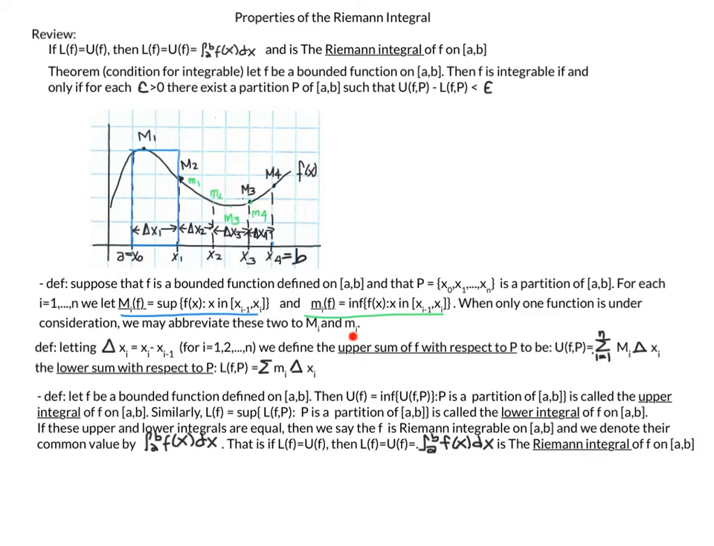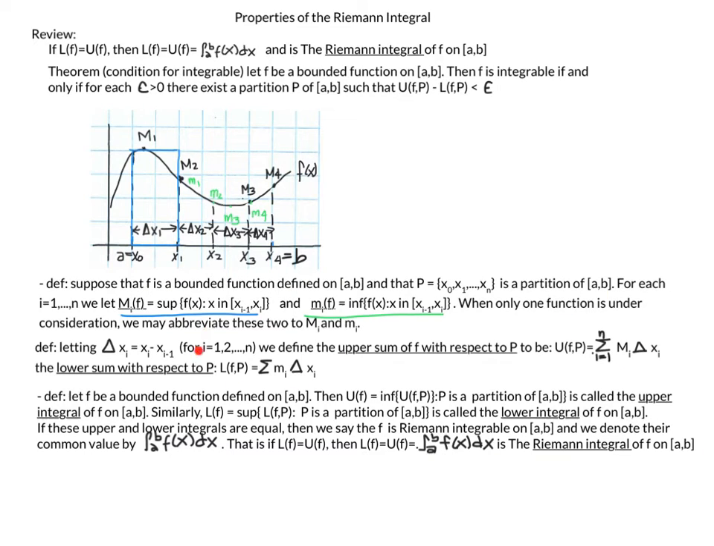Next, we define the upper sum of f with respect to P. So again, with respect to partitions, right? If you have a different partition, you will get different M_i's. So the upper sum of f with respect to a particular partition is equal to, you sum up all the maximums times the delta x. So basically you're summing up all the areas of the rectangles formed by the maximum height in the interval times the width of the interval.